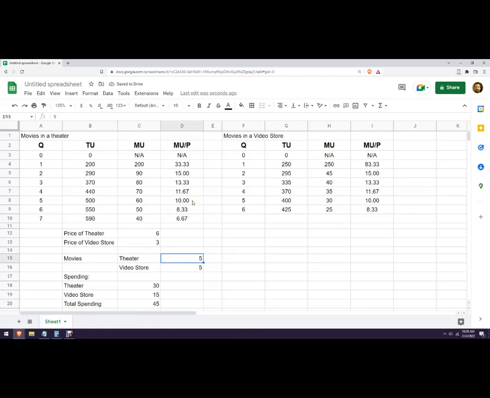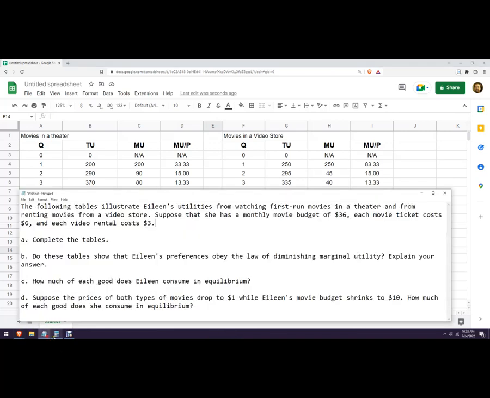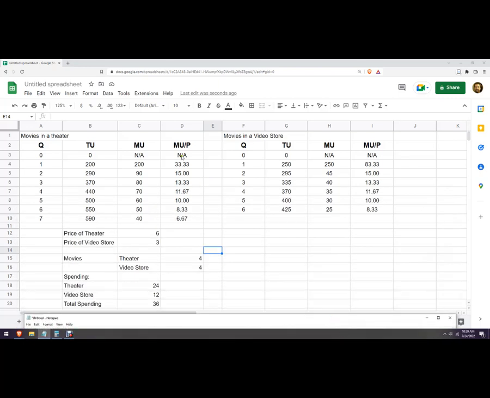So let's go back one. What about 4 and 4? That's $36. That's the answer. So the answer to the first question, how much does each consume? It's just 4 and 4. Do these tables obey the law of diminishing marginal utility?